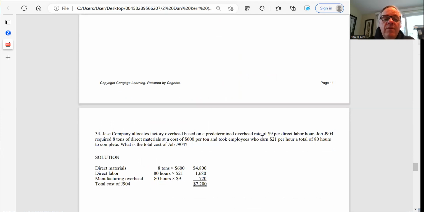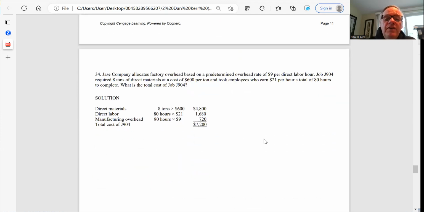Next one, I think just about everybody got right. You just had to figure out the cost of the job. So the cost of the job was eight tons at $600 a ton, and direct labor was 80 hours at 21, and the factory overhead was $9 per hour. So you multiplied 80 times 9, and that gave you the 7,200.